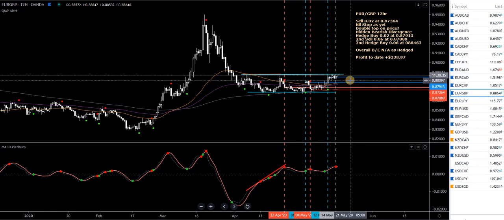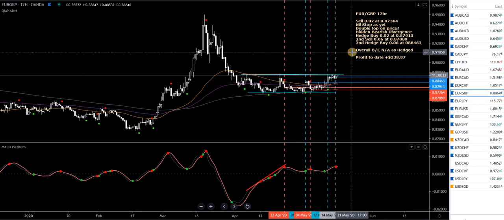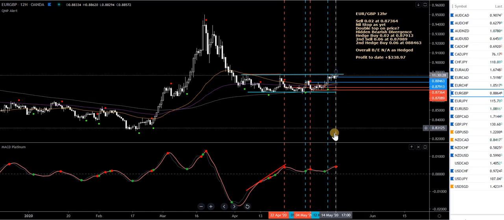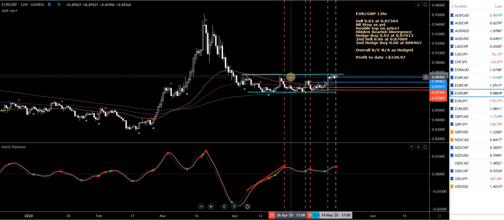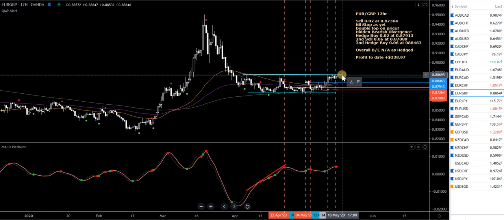So at the moment I've got 4 trades on. Overall break even, not applicable as hedged. So it's just a matter of waiting on a new sell trade. There's my little warning signal. Maybe this resistance level will hold and it'll roll over. Maybe it'll break through, who knows.